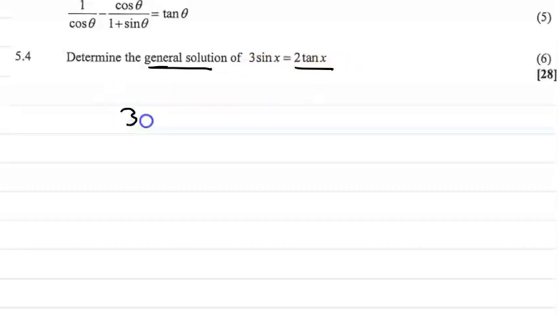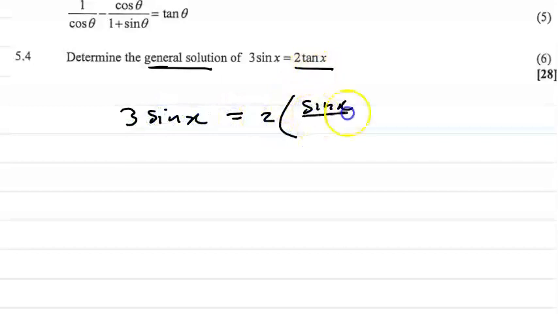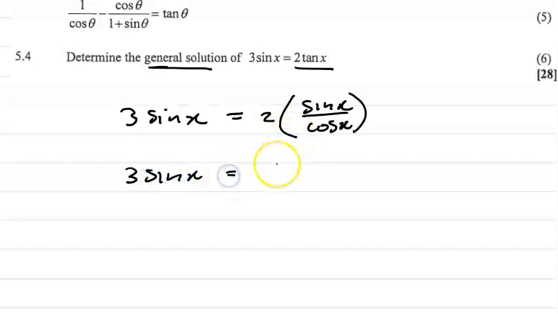So it's going to be 3 sin x equals 2 times tan x. We're going to change it to sin x over cos x. So 3 sin x equals 2 into sin x over cos x. Now let's open these brackets out. So we're going to be left with 3 sin x equals 2 sin x over cos x.